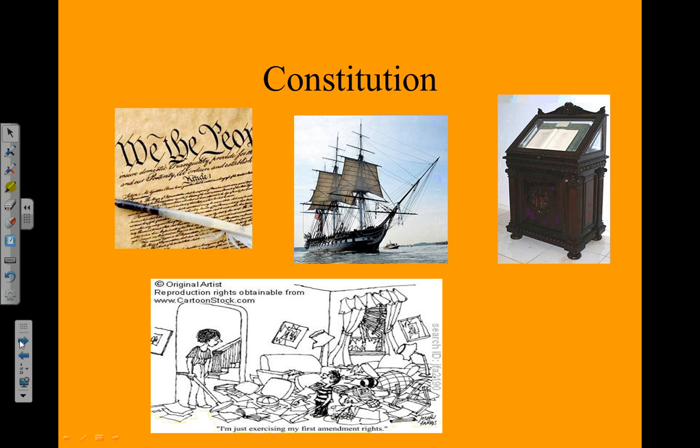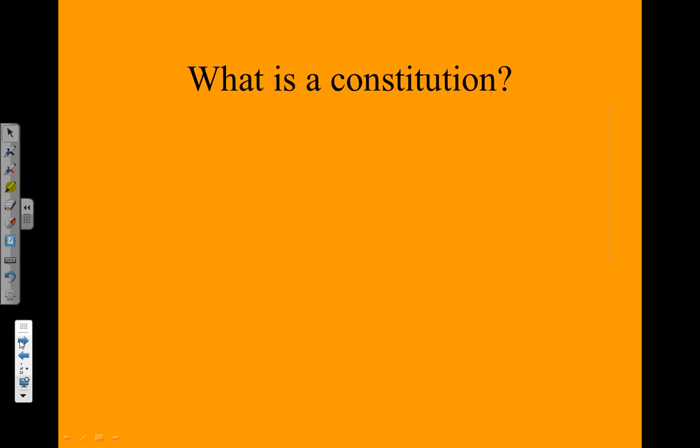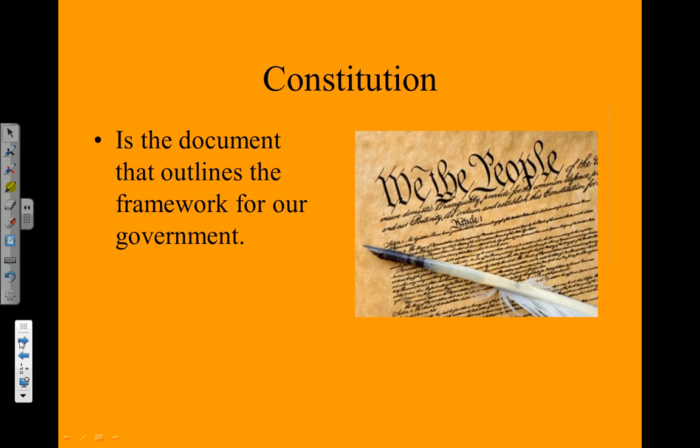The Constitution will eventually replace the Articles of Confederation. The Constitution is our second national government. What is a Constitution? A Constitution is a document that outlines the framework for our government. So it's kind of like a blueprint or an outline of how our government works. It outlines what it can and cannot do, and it also outlines responsibilities of different parts of the government and also different levels of the government. National government, state government, local government.